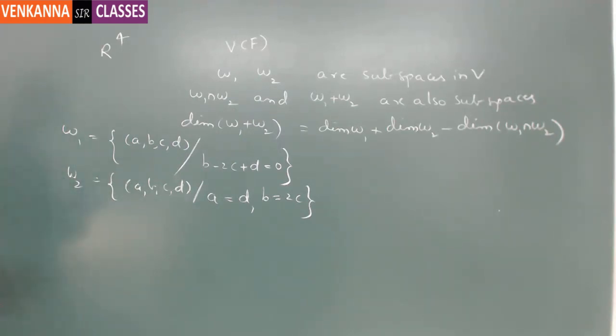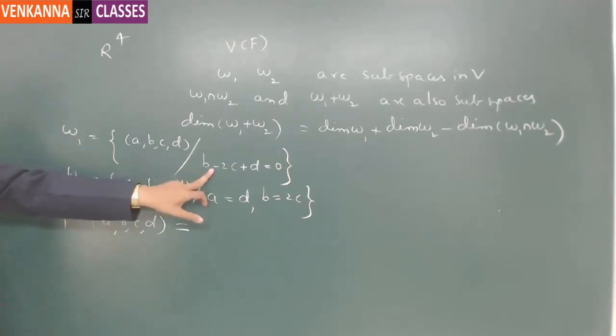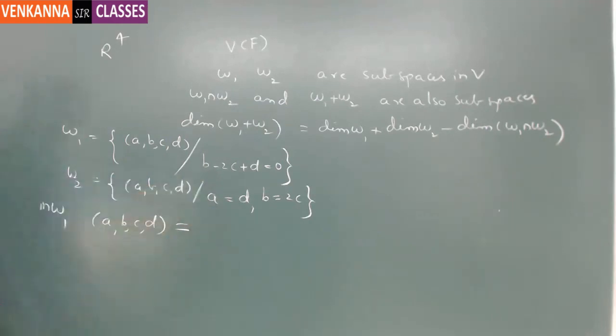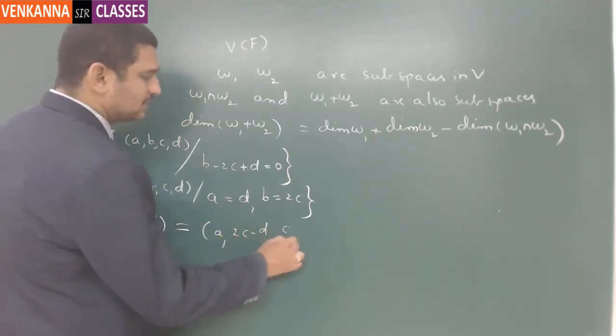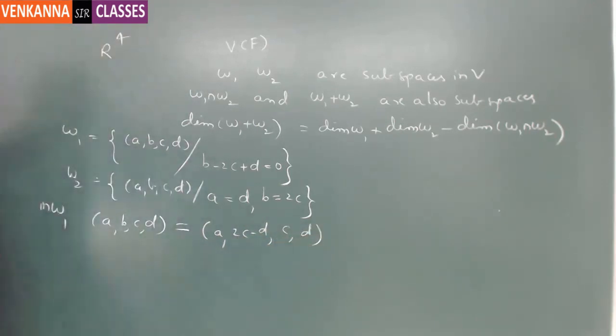So if you consider W1, if you take any value a, b, c, d, then from this equation you can say that b is equal to 2c minus d. So you can write this as a, 2c minus d, c and d. So what happened? I replaced the coordinate b with the respective value 2c minus d.